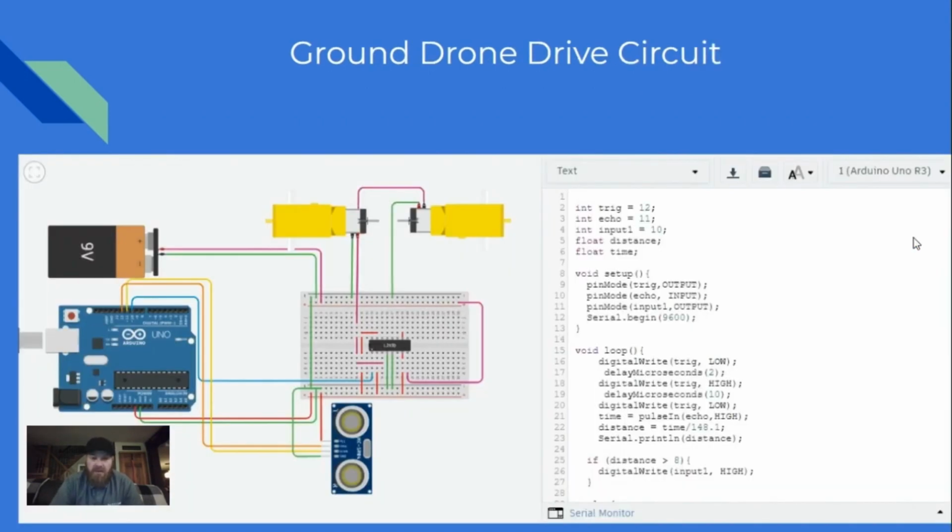Here we have the drive circuit to power the motors. We're using two gear-driven electric motors with gearboxes. We're also using an ultrasonic sensor to detect distance from objects, with a threshold set in the programming to 8 inches. Once the vehicle gets within 8 inches of another object, the motors disengage. When the distance of 8 inches becomes greater than 8 inches, the motors re-engage.